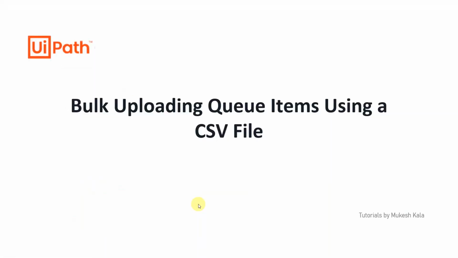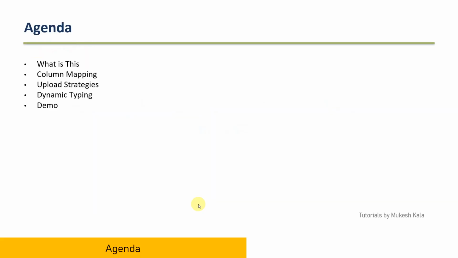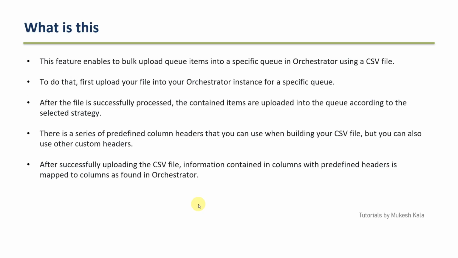Today, I am going to talk about bulk uploading queue items using a CSV file. If I talk about the agenda, this would be our agenda. We are going to see what exactly this thing is. Why do I even require it? What exactly is column mapping? Upload strategy, what is dynamic typing, and all of this we are going to do with a step-by-step demo, right? You can always follow along with me so that you also understand these concepts, right? So let's get started with the first thing, what exactly is this thing, right?